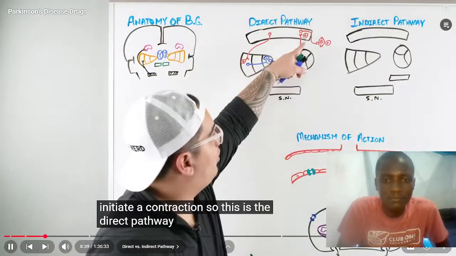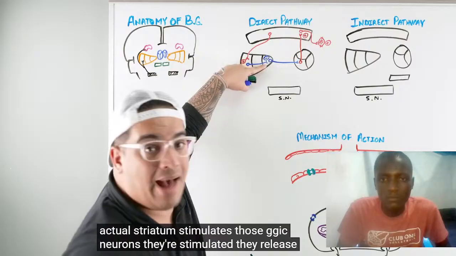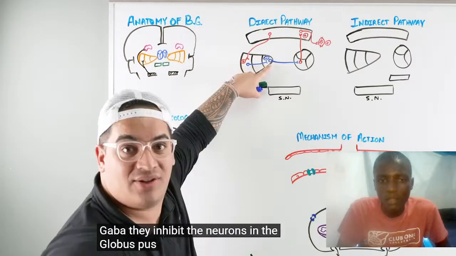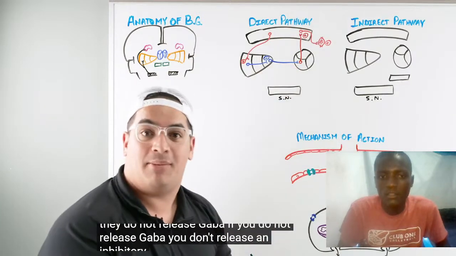So this is the direct pathway where cortex to the actual striatum stimulates those GABAergic neurons. They're stimulated, they release GABA. They inhibit the neurons in the globus pallidus internus. If they're inhibited, they do not release GABA. If you do not release GABA, you don't release an inhibitory neurotransmitter.